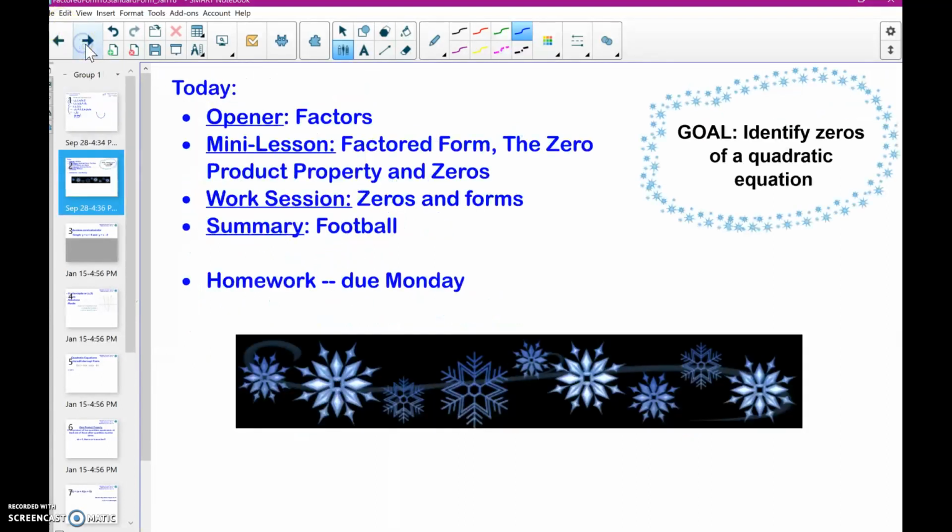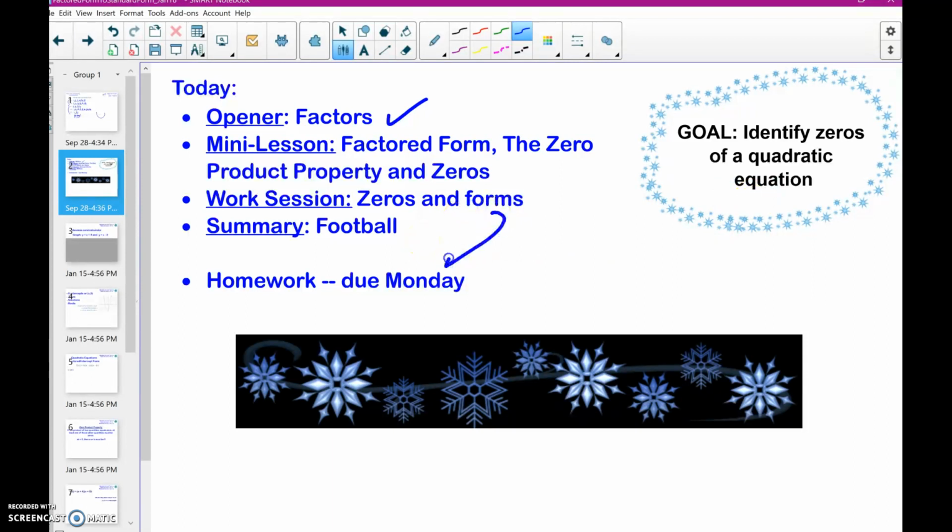What we're doing today, we just talked about factors. We're going to learn about factored form, the zero product property, and zeros of a function, a quadratic function. And by the end of the day, you'll be able to identify zeros of any quadratic function that you are given if it's in factored form.